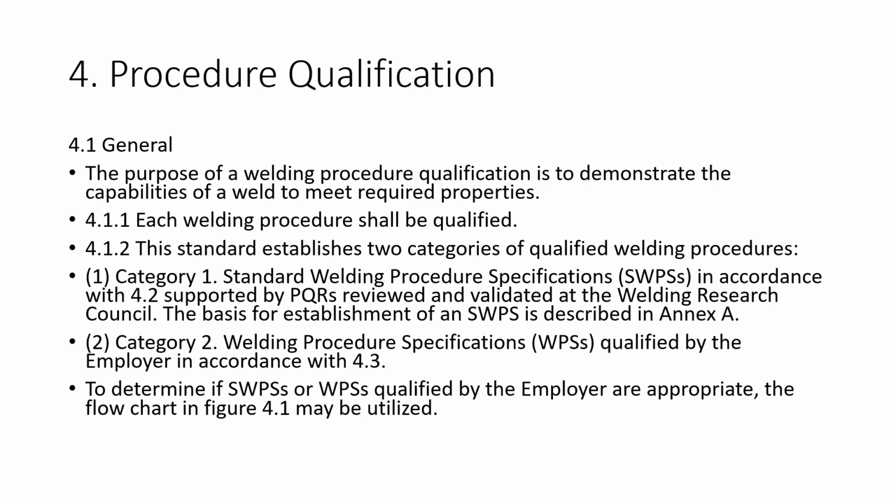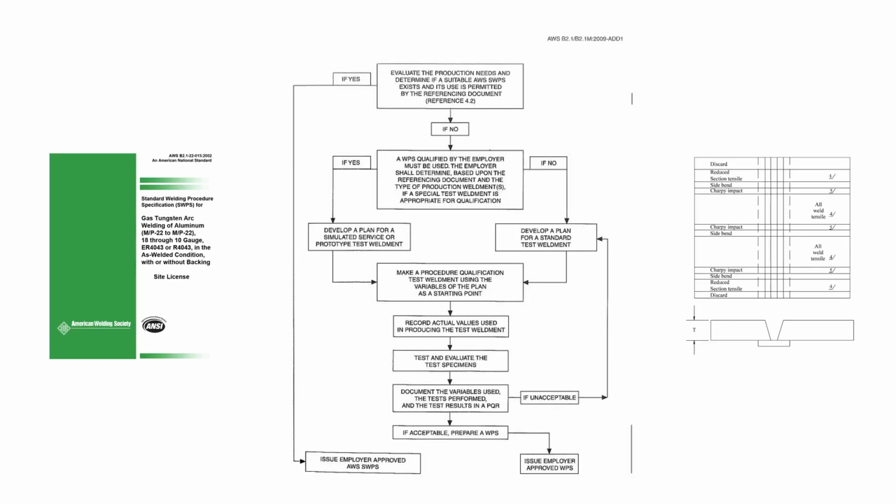So we've got a little flow chart here we're going to look at. And this comes out of AWS B2.1. And up at the top it says, okay, evaluate the production needs and determine if there's a suitable SWPS. So we look at the American Welding Society website, and we see if we can use one of these, or if we even want to use one. If yes, we buy one, we issue it to our welders, and we go to work.